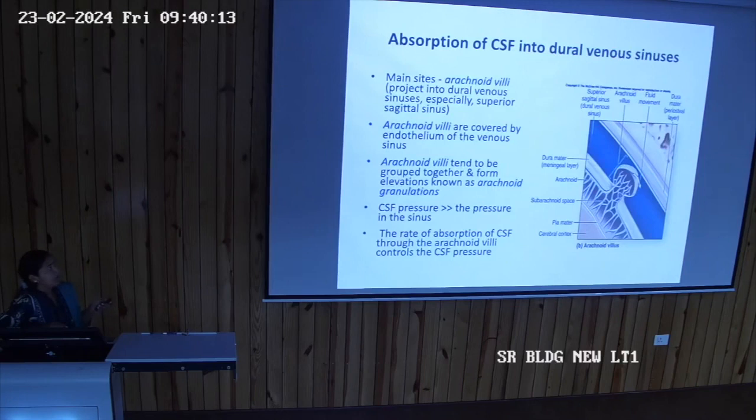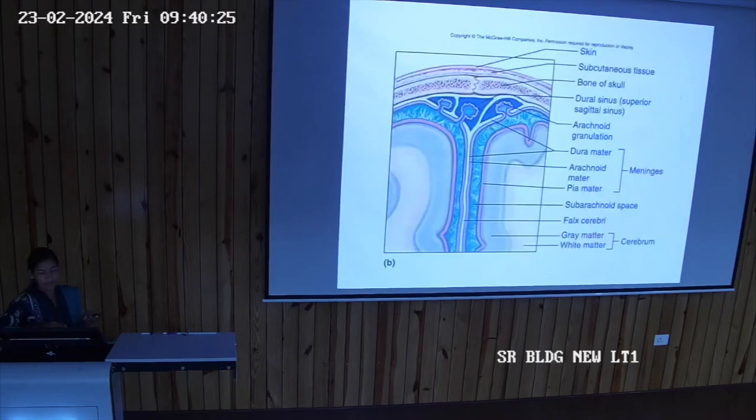Now this is absorption of CSF in the dural venous sinuses. As we were talking about the arachnoid villi and the arachnoid granulations, they do the work of absorption and transferring the fluid towards the bloodstream. Now this is another picture showing you the same three layers: dura mater, arachnoid mater, and the pia mater.